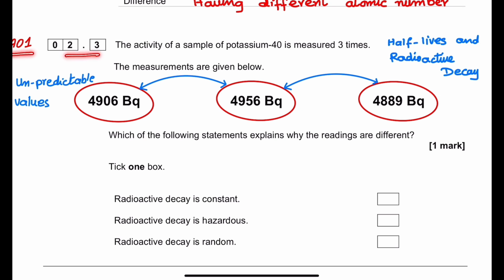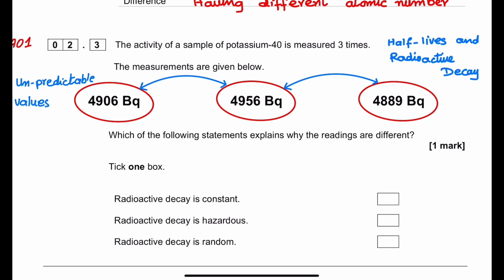2.3 is an AO1 question, and this question is from the topic of half-lives and radioactive decay. The activity of a sample of potassium 40 is measured 3 times. 3 different measurements are given here. Which of the following statements explain why the readings are different? So it is a radioactive decay, and radioactive decay is a random process. It is not a constant process. Therefore, we will say the radioactive decay is a random process.